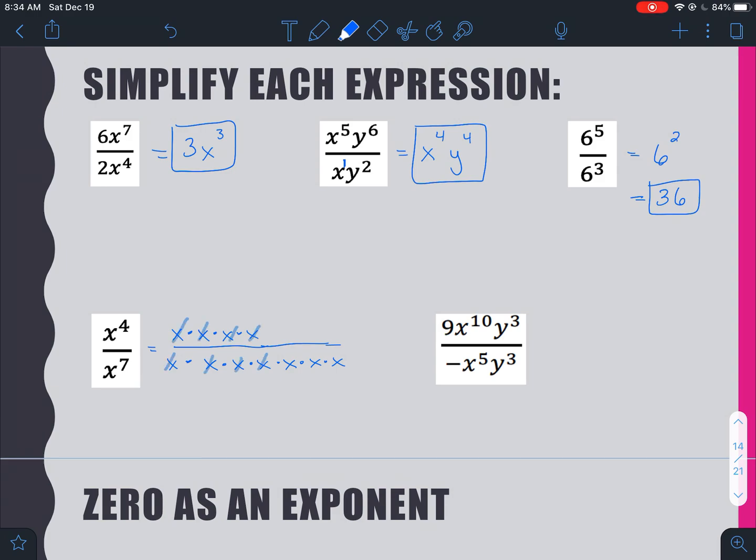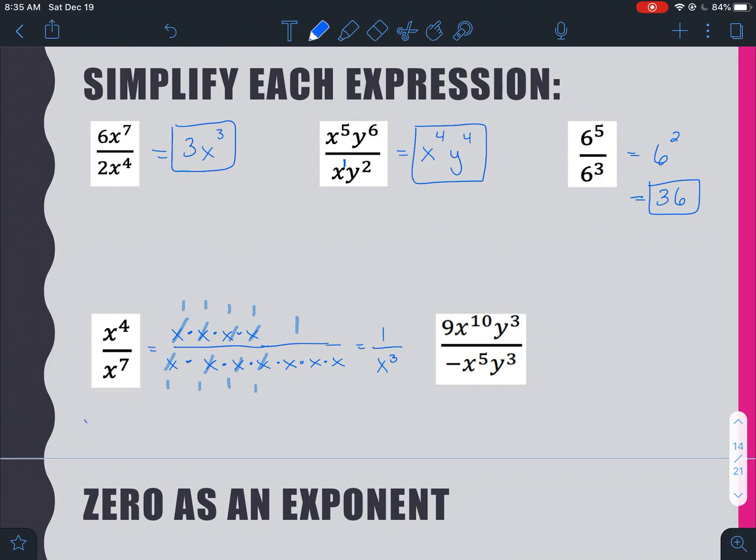And remember, x divided by x is 1, so 4 x's in the numerator and 4 x's in the denominator are going to end up reducing with each other. When everything reduces out of the numerator, you still have a 1 left over, because x divided by x is 1, so you have 1 over 1, 1 over 1, 1 over 1. So you have 1 left in the numerator, and what do you have left in the denominator? You have x to the 3rd.